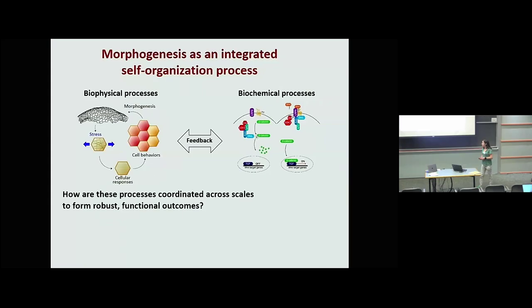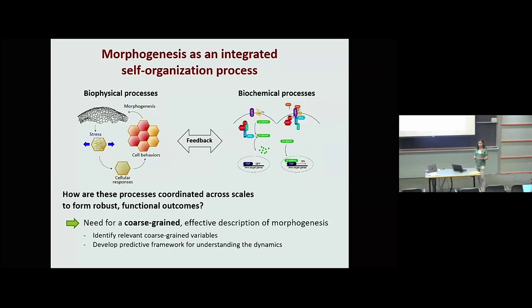And for this reason, we think it can be very useful to use a coarse-grained approach and to try and form an effective description of the process. And this requires identifying the relevant coarse-grained variables and then using them to form a predictive framework.